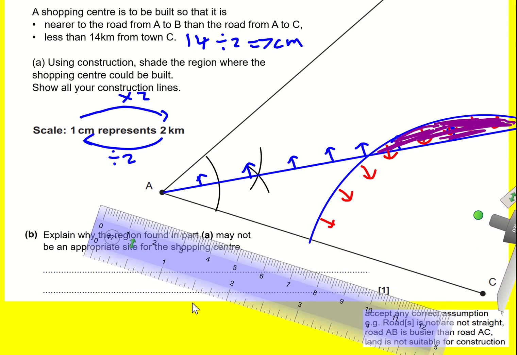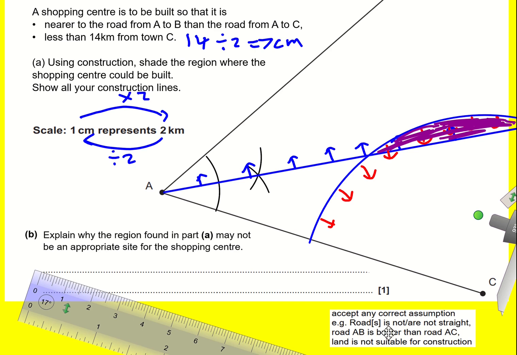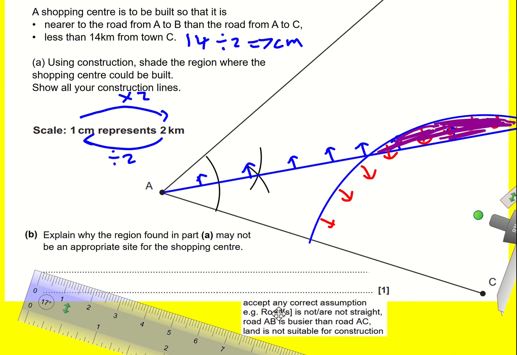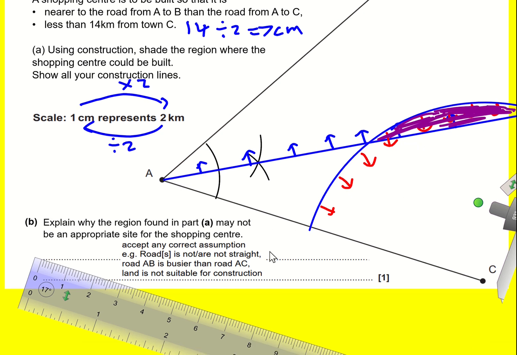Explain why the region may not be an appropriate site for the shopping centre. Well, you might have seen this already, but there's lots of different answers you could say. You might say the road's not actually straight, or AB might be busier than road AC, so do you actually want it nearer to AB? Or the land is not suitable for construction. It might be marshy land or something, so we need to take that into account as well. This question is just getting you to think about that aspect.